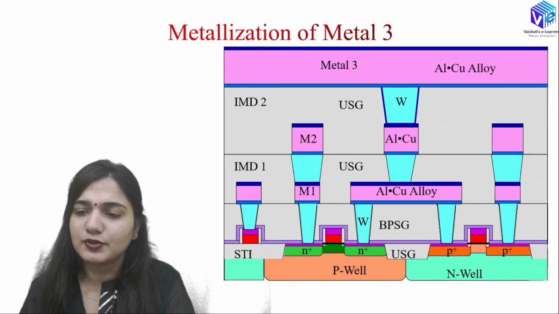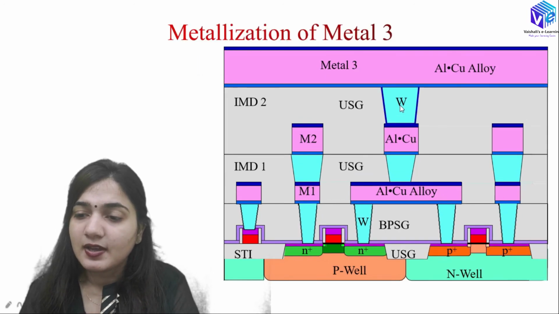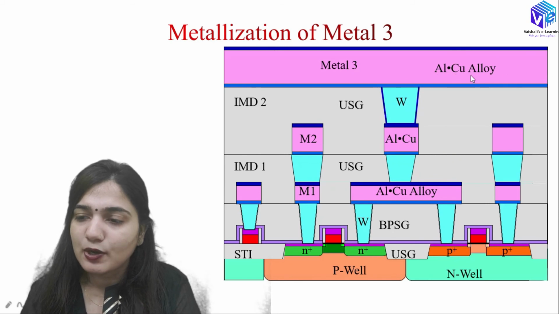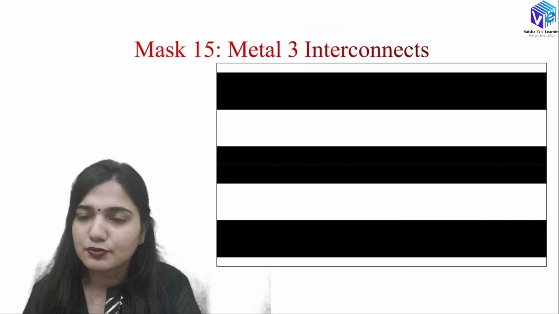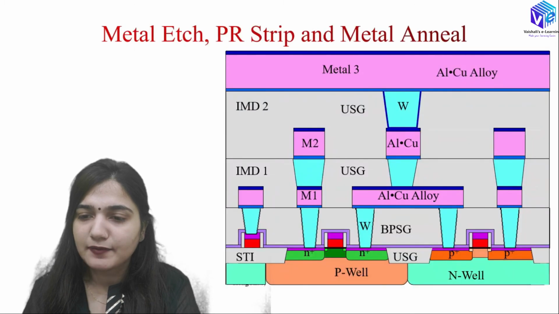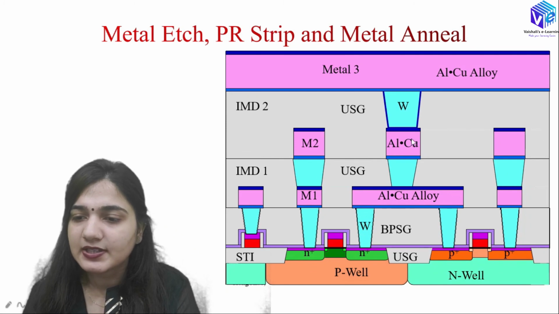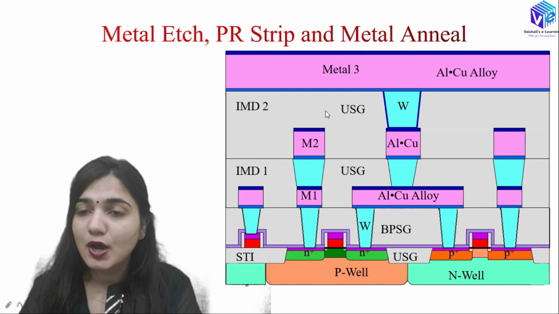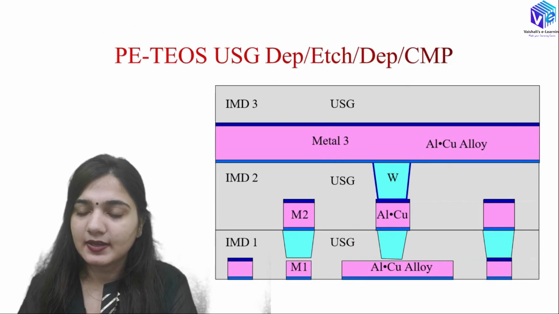After that again we can do the metallization with the tungsten over here and aluminium copper alloy over here, right? So we can use the titanium nitride and the titanium as the adhesion and the barrier layer. And then we have the metal 3 interconnect mask, that is mask 15. After that we are going to have the metal etch, PR strip and the metal annealing as well. So you can see we have the metal 3 layer over here. So this is how we are forming the multi-metal layer interconnection.